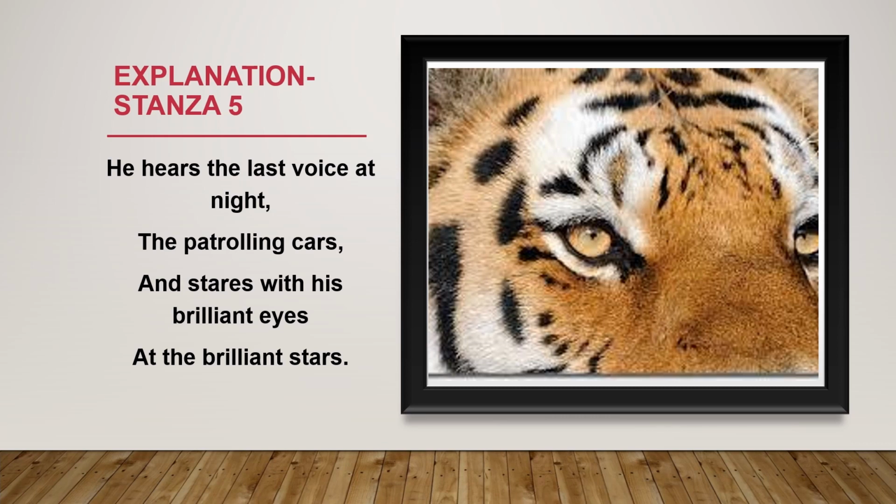Stanza 5. He hears the last voice at night, the patrolling cars, and stares with his brilliant eyes at the brilliant stars. The poet says that at night the tiger hears the patrolling cars, the vehicles of the police who come to take rounds. He watches the shining stars with his brilliant shining eyes. The tiger is actually very sad with his life in the cage, but he cannot do anything about it. He just spends his time in the night watching the stars and tries to divert his feelings and thoughts.